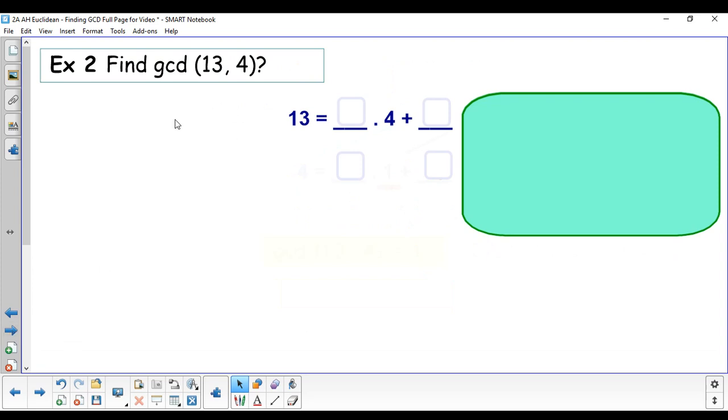So let's try this one. So 13 and 4. You put the large number to this side. How many 4s are in that? 3, and 1 left over. What do you do then? You diagonally bring the 4 down.